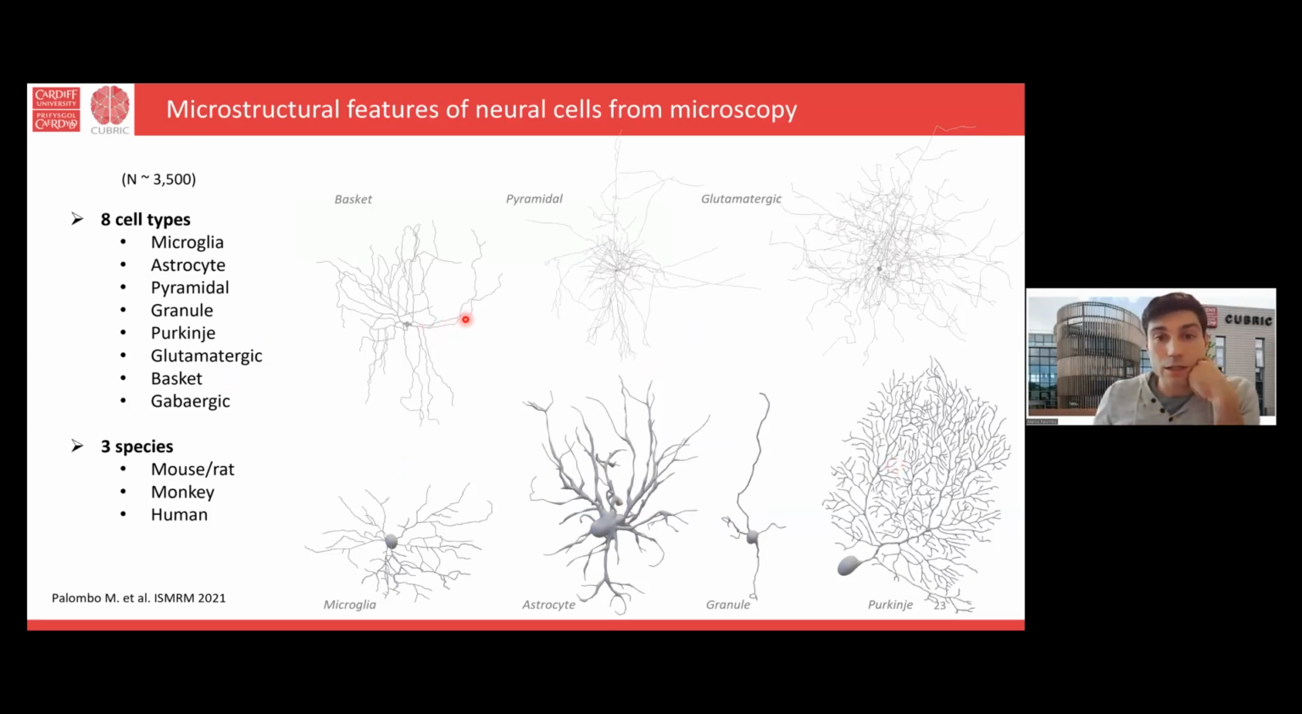So if we look at these different cell types in the brain, we can clearly see they all have different morphologies. And if we focus on the fibers, we can see that the fibers of the granule cell are quite different from the fibers of an astrocyte, and likewise quite different from the fibers of a pyramidal cell. However, how different are they? What are the numbers?